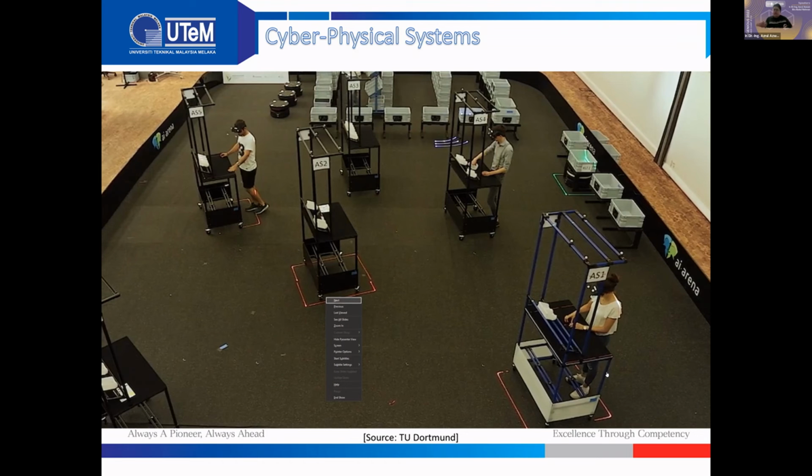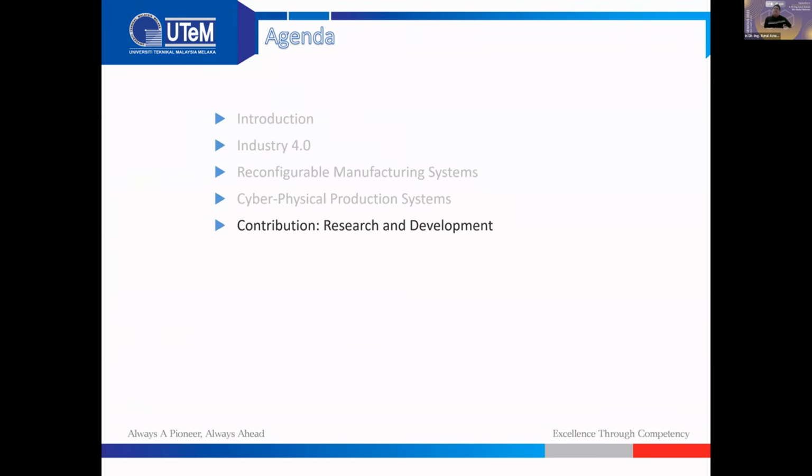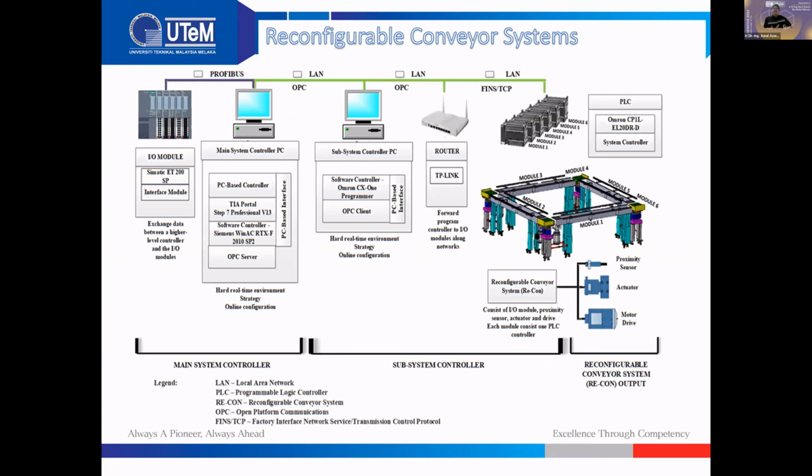As a contribution, I'm going to show some of what has been done. At UTeM, Universiti Teknikal Malaysia Melaka, we have already developed a reconfigurable conveyor system, because we believe that whenever a station is fixed, it's difficult to move it. For example, a CNC is big equipment. So in order to cover the flexibility or the changes of the product, it's possible to use a material handling system which is reconfigurable.